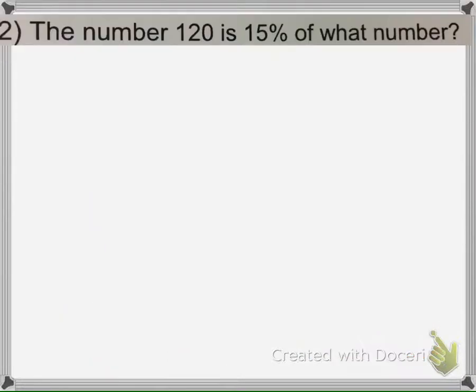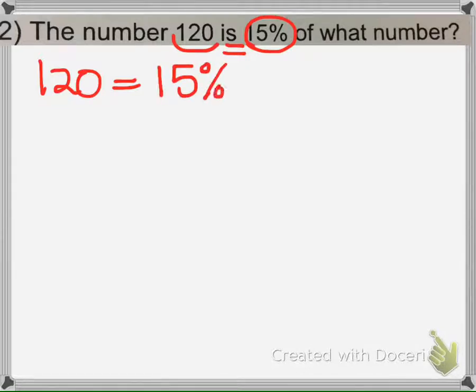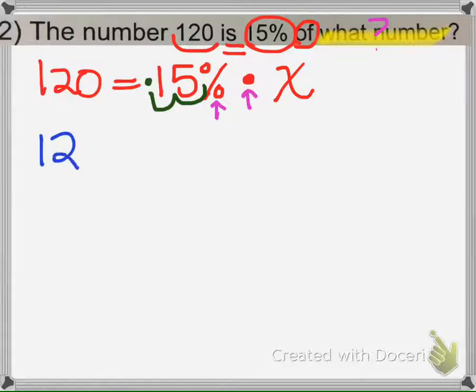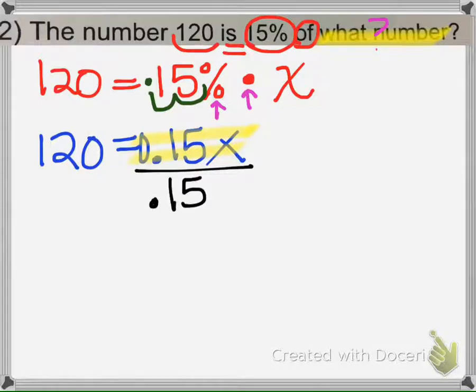So let's go ahead and try example 2. Feel free again to pause it, try it, and then listen to the explanation if needed. So the number 120 is 15% of, and "of" means multiply. What number? We don't know, so this is going to be our x. We know that we cannot multiply with a percent symbol. We know that percent means out of 100, so we're going to move the decimal to the left twice. Again, that's review. So now we have 120 equals 0.15x. And to solve for x, we're going to divide by 0.15.